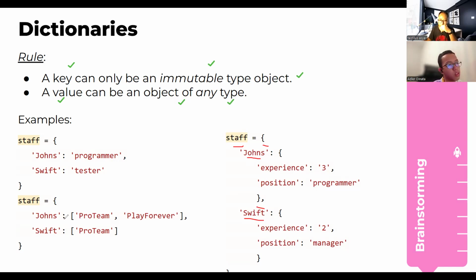For example, a list, or another dictionary. So you can fill anything in the value part. Do you get it? So far, is there any questions? No questions. Still good for you? Is it clear? Okay, let's continue.